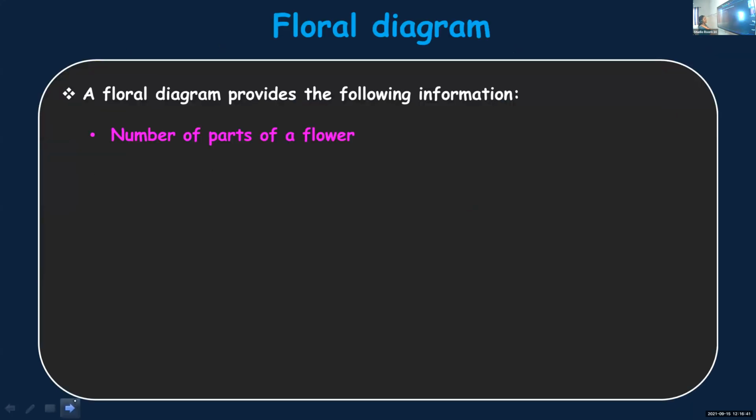A floral diagram. So from the floral diagram, we get the following information. The number of parts of a flower. How many parts are there for that flower? Arrangement of the parts of a flower with respect to each other. How are the different floral parts arranged with respect to each other? Whether they are fused, whether they are free, all those details.